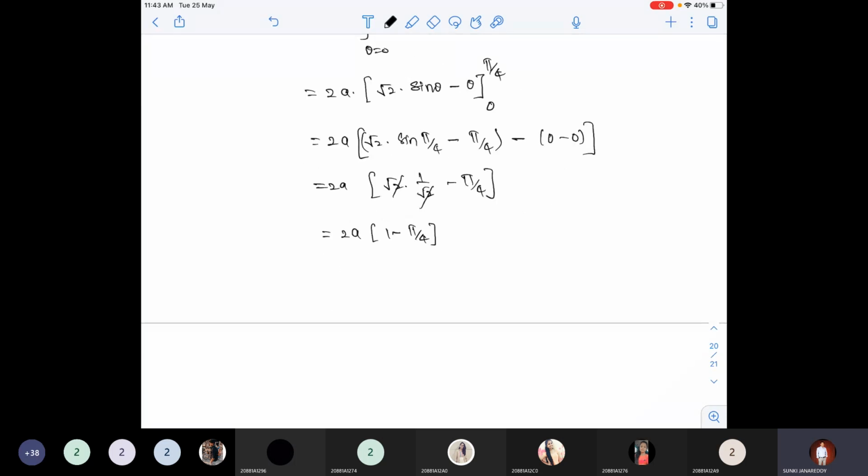At last, what is the answer? Therefore, the double integral over r of r by under root a square plus r square in dr into d theta is equal to 2a into 1 minus pi by 4. It is the required solution.